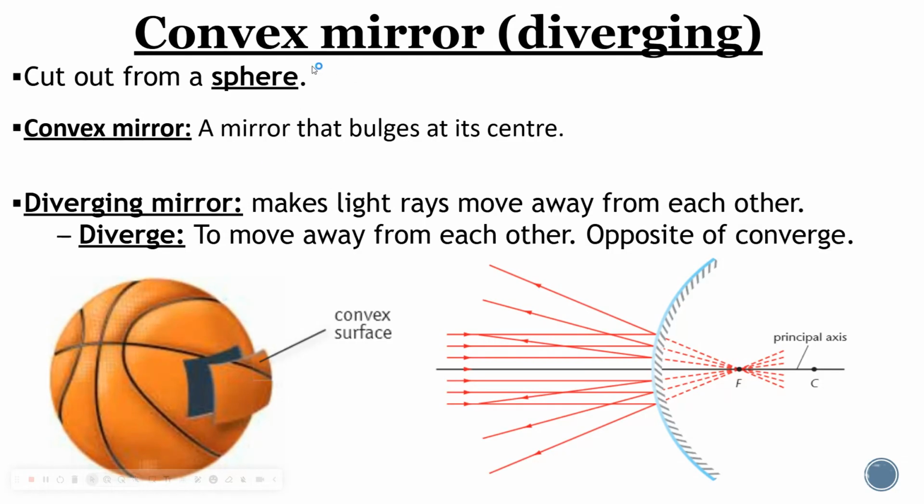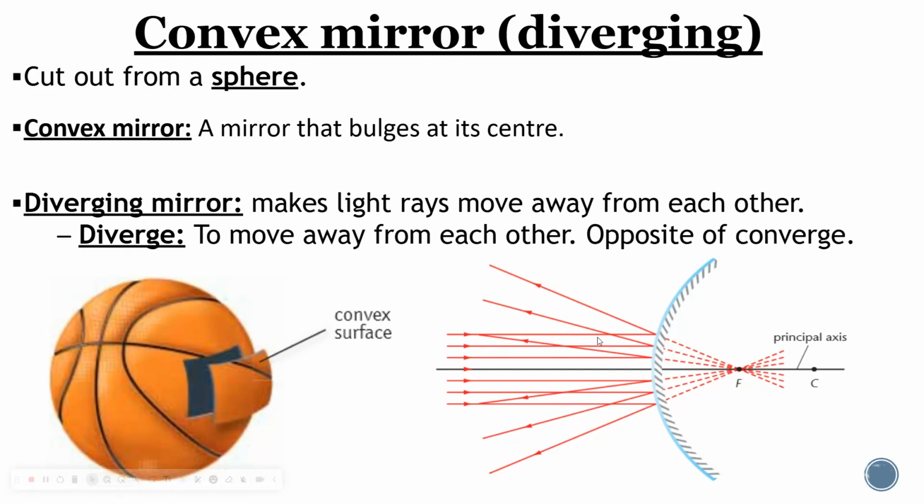Just like concave mirrors, convex mirrors are cut from a sphere, like a ball. If you cut it and take that segment out, there's an inside portion that curves inwards, but then the outside part curves outwards, and that's a convex surface. Convex mirrors, that's their name by shape. They curve outwards. By what they do to light, they're called diverging.